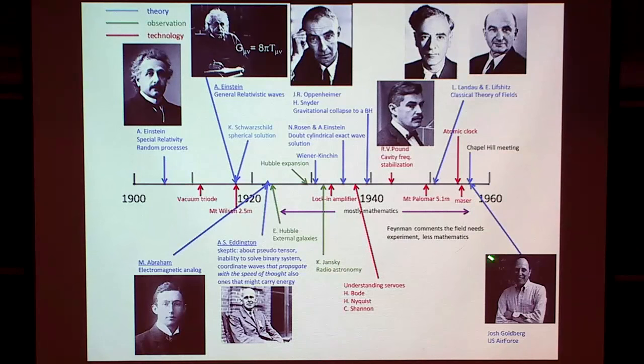The thing that started straightening all of this out was in 1957. Here's Feynman making a comment saying, look, all this field needs is a little experiment, less mathematics. That was a thing that he stated before this Chapel Hill conference, which was organized by Josh Goldberg. And that was a watershed in this field.